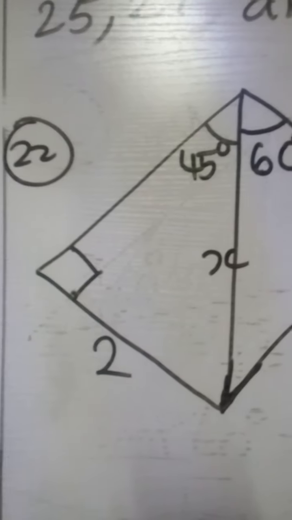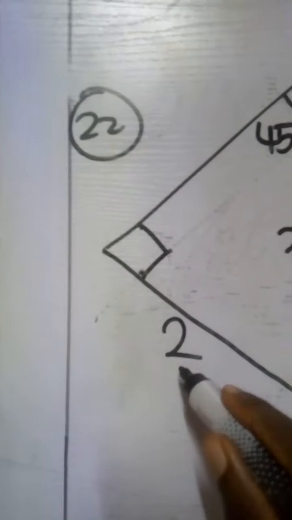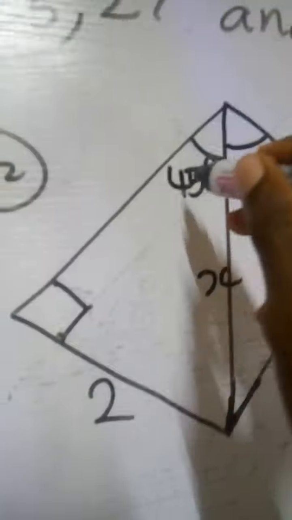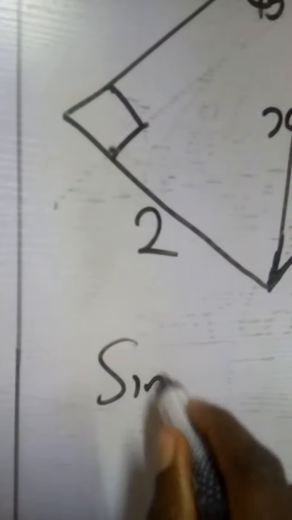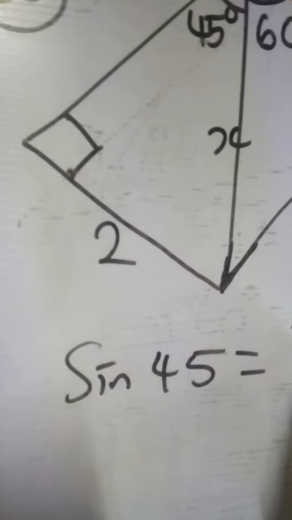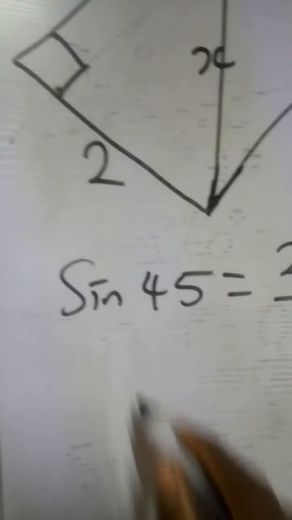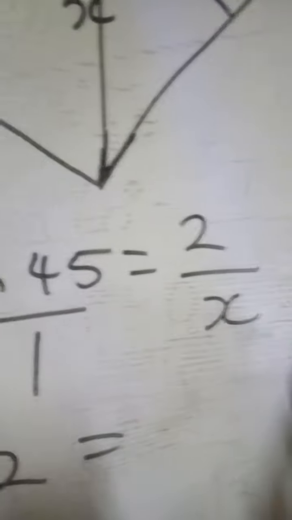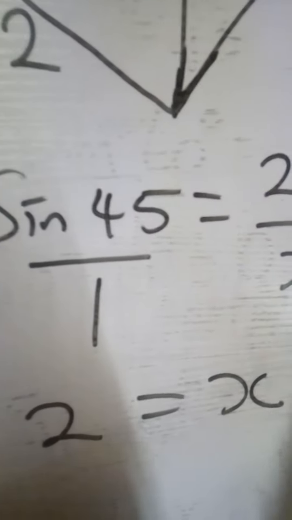Now, I'm using my hypotenuse and I'm using my opposite. Opposite and hypotenuse, that is sine. So sine 45 is going to be used here. Sine 45 equals opposite over hypotenuse. So opposite of 45 is 2. Then the hypotenuse to the triangle is x. So I cross multiply. 1 times 2 is 2. So x times sine 45, that is x sine 45.